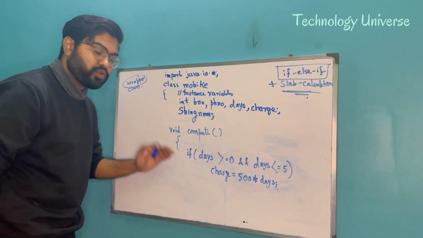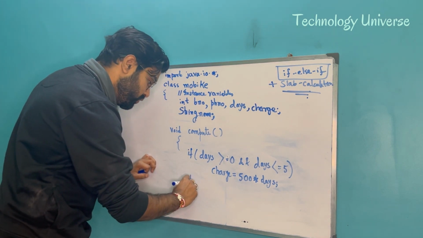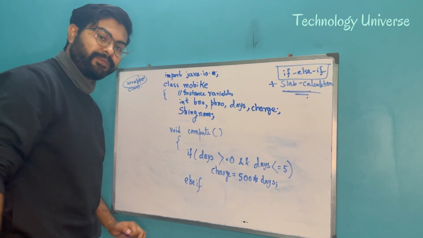The first slab is always very simple. This calculation is very simple. Now we have to look forward to the next condition.